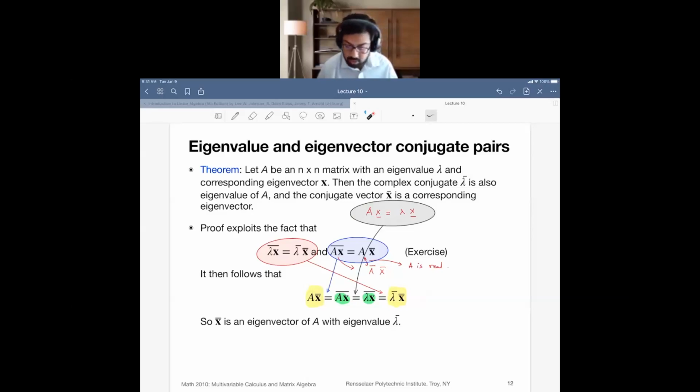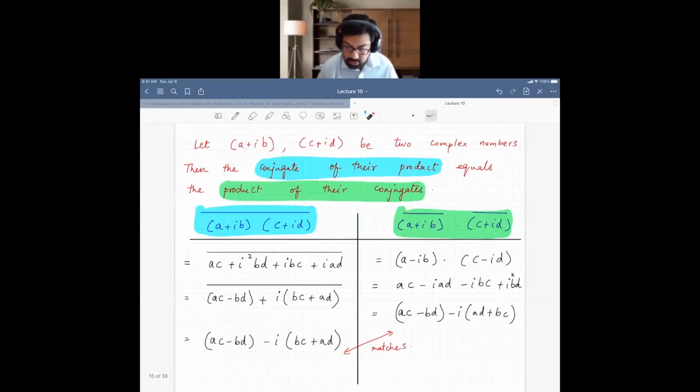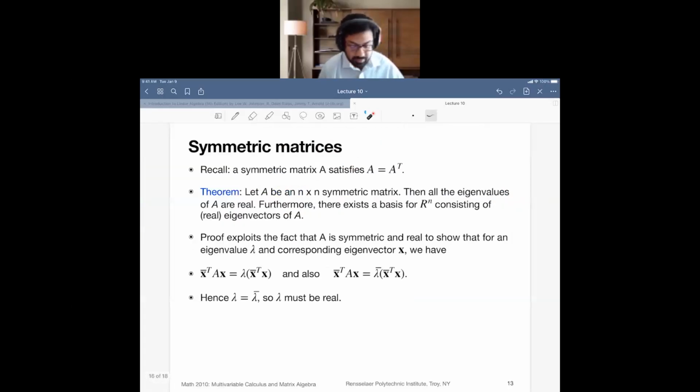Let's move on to symmetric matrices. For symmetric matrices, your eigenvalues will be real. And of course, if eigenvalues are going to be real, then eigenvectors are going to be real. That's the theorem, and we'll prove it. If you have a symmetric matrix, you know that A should equal A transpose.